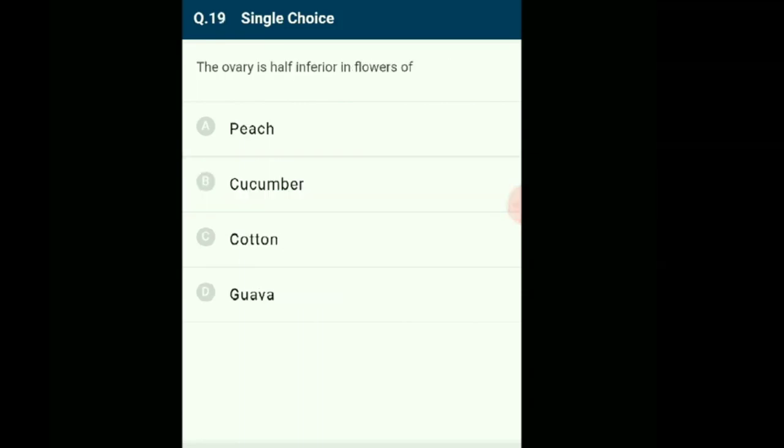Question number 19. The ovary is half inferior in flowers of. A half inferior ovary is also known as half superior, sub-inferior or partially inferior, and is embedded or surrounded by the receptacle. A flower in which the other floral parts arise from around the ovary is called perigynous. Here the ovary is either inferior or superior. Example, peach, plum, etc. So the answer is option A.